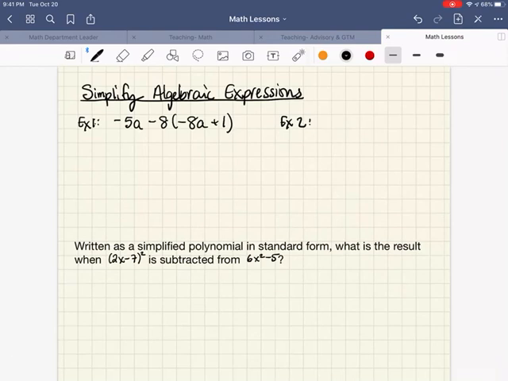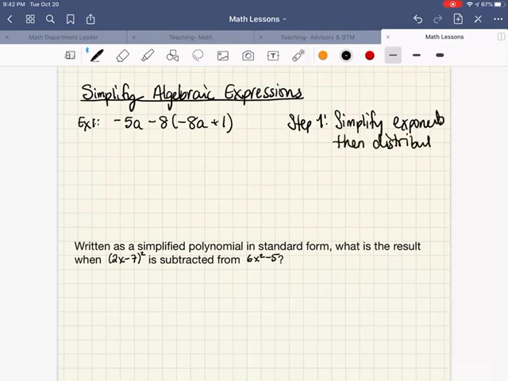So now we get to the harder ones. So simplifying algebraic expressions. And I think that this is the last one, yeah. So you always do exponents and distributing first. So step 1, simplify exponents, then distributing. So in this case, we don't have exponents, but we have distributing.